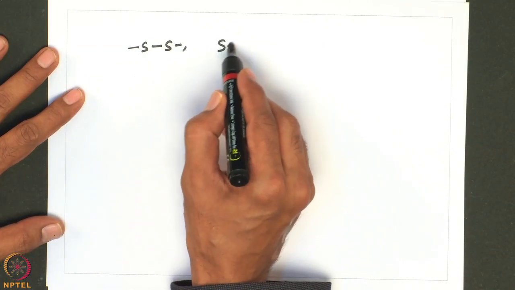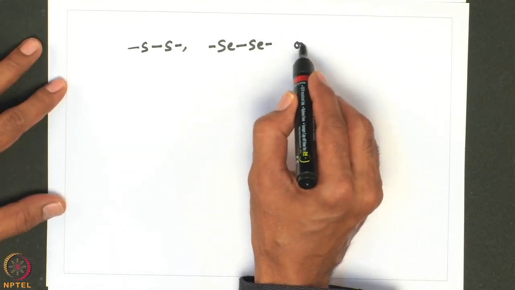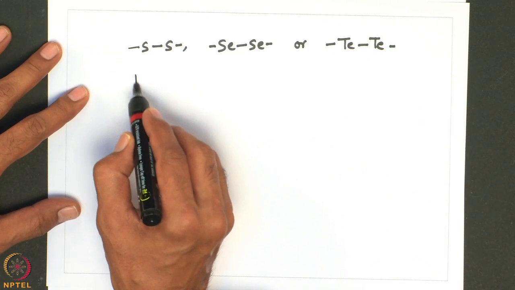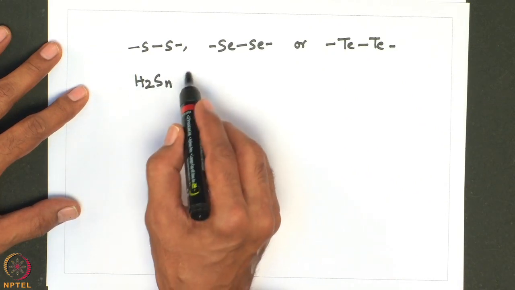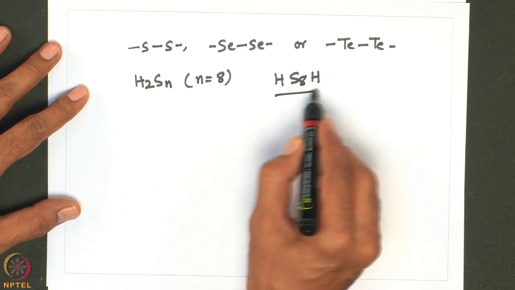In contrast, sulfur, selenium and tellurium hydrides and anions can have E-E bonds. A number of hydrides are known which contain S-S or Se-Se linkages terminated by hydrogen. The longest one is formed for sulfur, say H2Sn, where n can be 8, that means essentially H-S8-H. Since sulfur has a strong tendency to form long chains, it is not unusual. And polysulfane mixtures are also known.